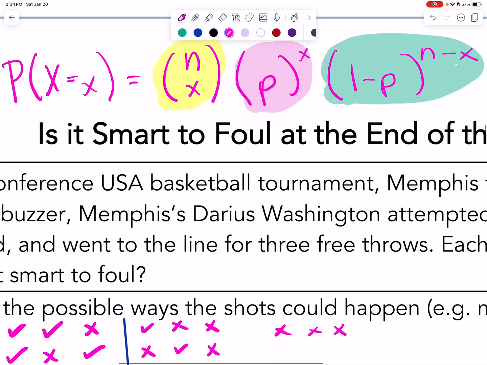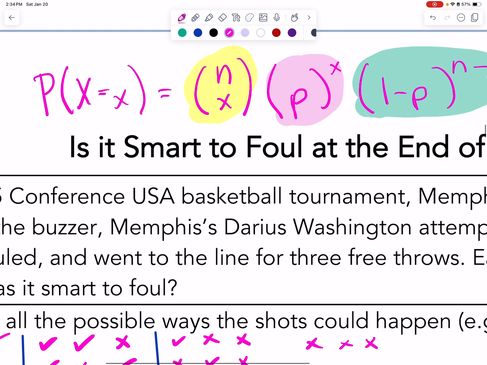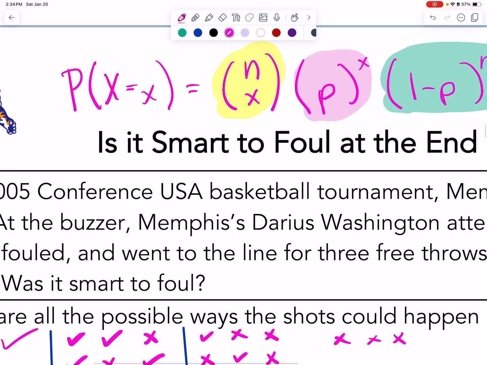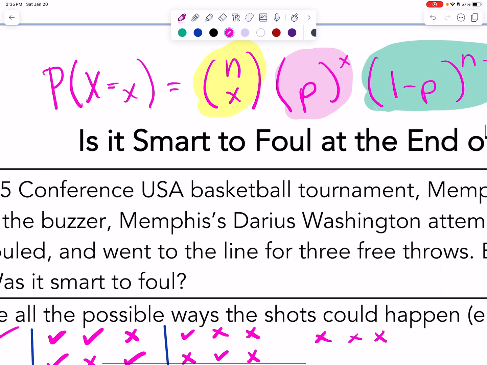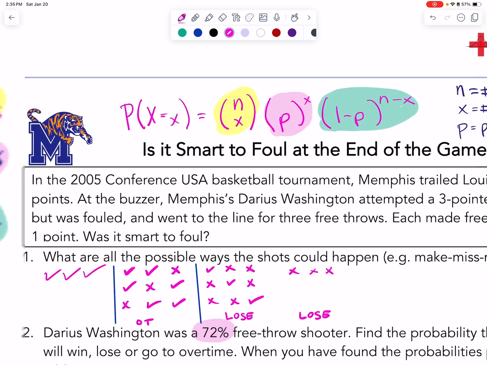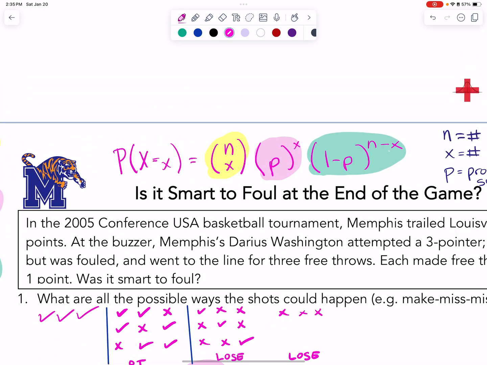P is the probability of success. So this probability of success is going to be 72% always, and the probability of failure is always going to be 28% because the probability of him missing is 28%. So the base of all of our equations today is going to be the yellow part, I have 3 shots, and then this is going to change. The probability is going to be 72%, and this one here, if you notice the X, is going to be the same as whatever this number is here.